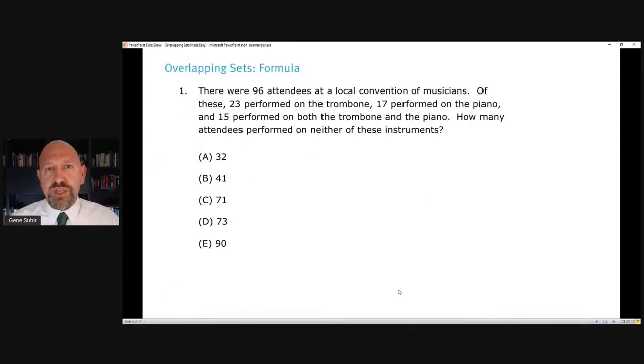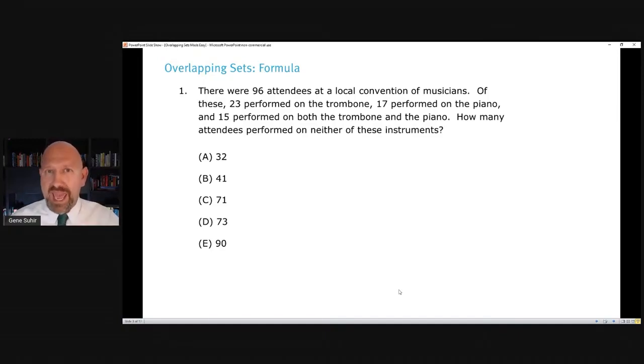You see here a sample GMAT problem that talks about overlapping sets. Now, what do we mean by overlapping sets? Well, you have different groups that may or may not overlap with one another. 96 attendees at a local convention of musicians. Out of those, 23 perform on the trombone, 17 on the piano, 15 perform on both. They overlap. The question reads, how many attendees performed on neither of these instruments?